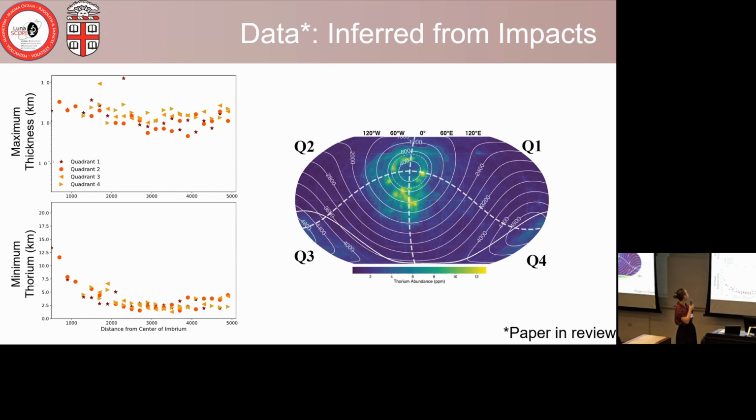So here, what this plot on my right is showing is measurements that we have made for bounds of a sample layer of thorium-enriched material. On the top, we have a maximum thickness, and on the bottom, we have a minimum thorium abundance. What we're trying to do is understand how Imbrium can contribute to this. And in order to do that, we are going to use ejecta modeling of the Imbrium impact to relate thickness and thorium abundance to one another.